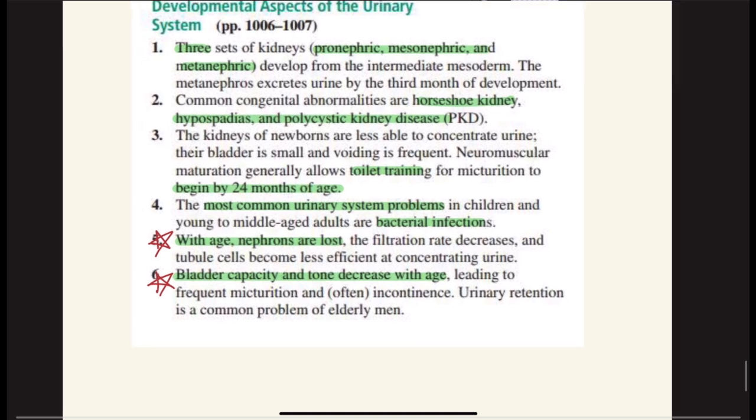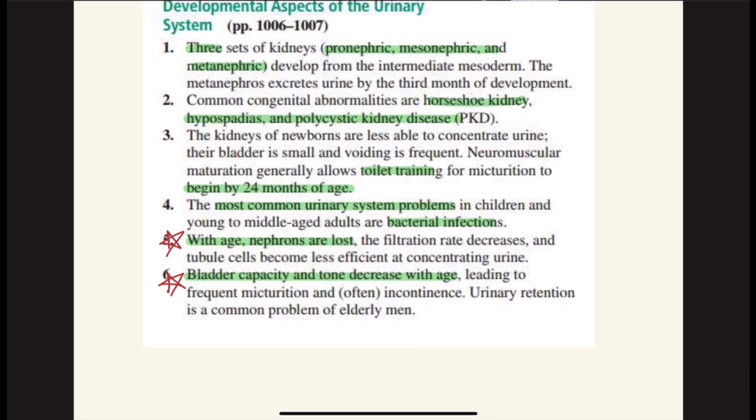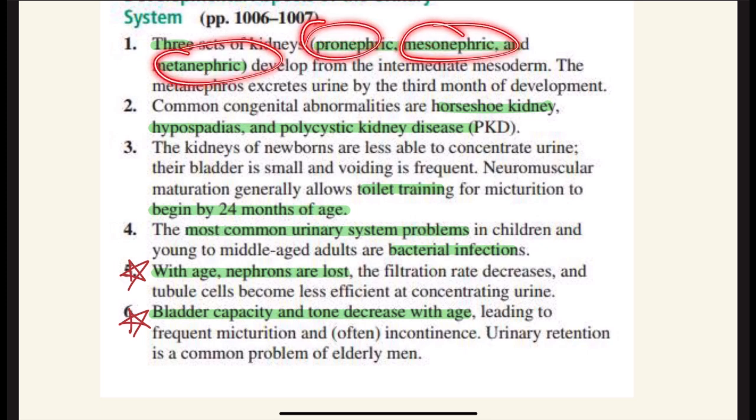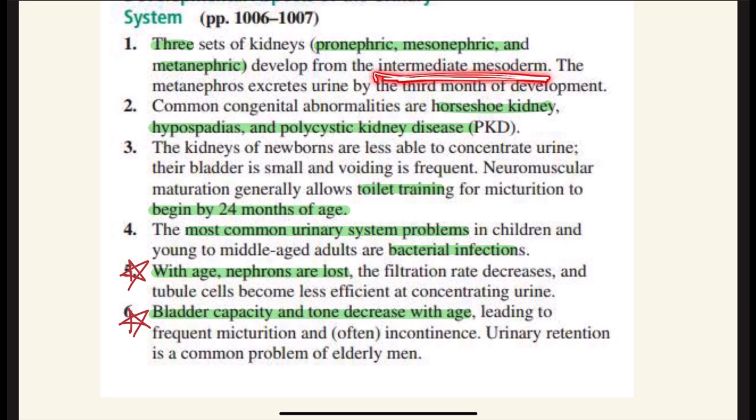Now the last part is developmental aspects. This part was cancelled for our batch, but you have to read over it and understand it. So understand the basic parts and the most important parts. Firstly, you have three sets of kidneys. You have the pronephric, pro means before, and mesonephric, nephric just means kidney. So pronephric, mesonephric, and metanephric kidneys. Okay, and they develop from the intermediate mesoderm.